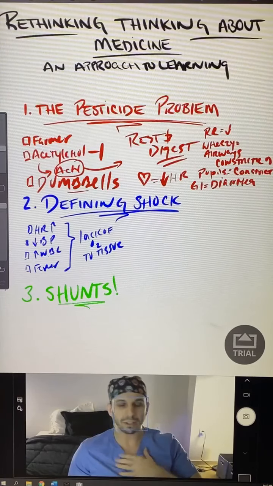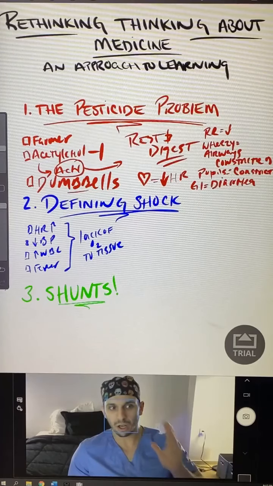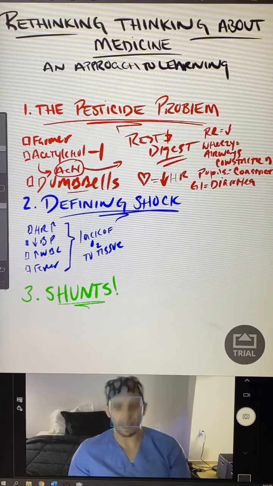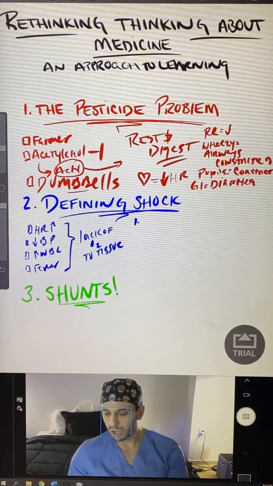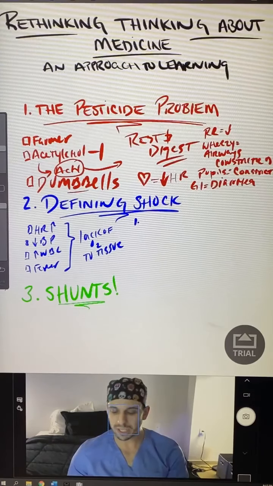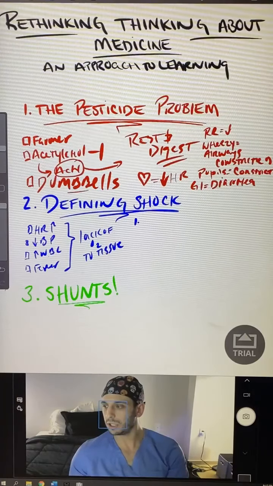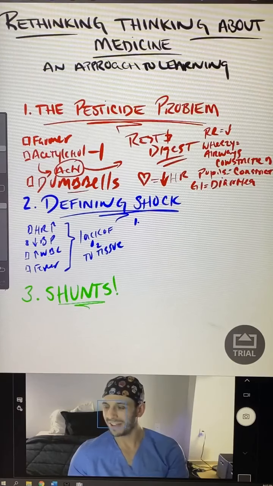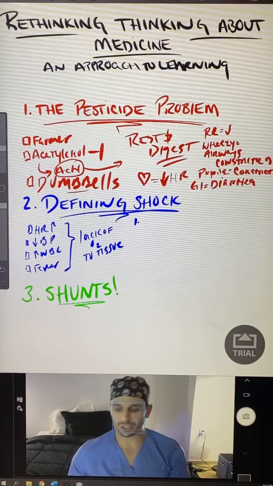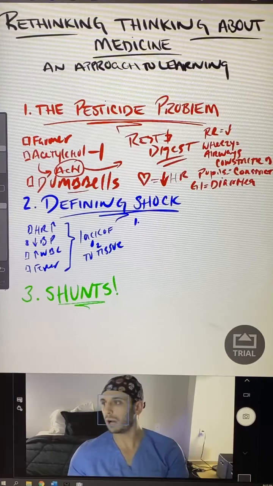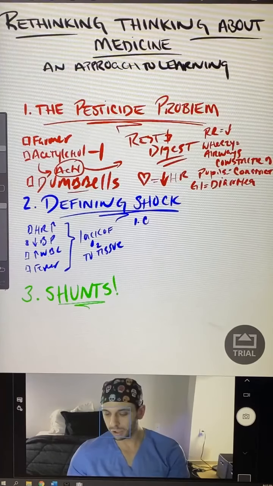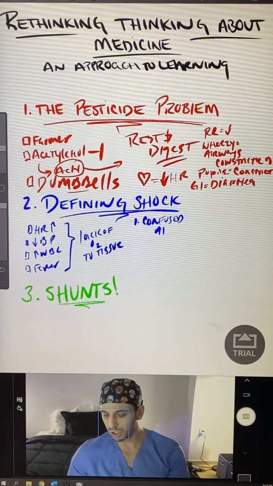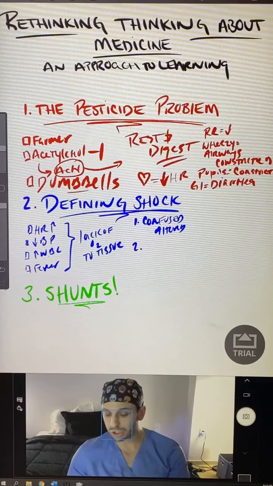I want to hear about the obvious causes, the obvious things that happen in shock. So what do I want to hear about? How do old people present when they come to the ICU? How do old people with infections come to the emergency room? They're confused, right? They're altered. They're unconscious. Why? Because they're not getting oxygen to their brain.